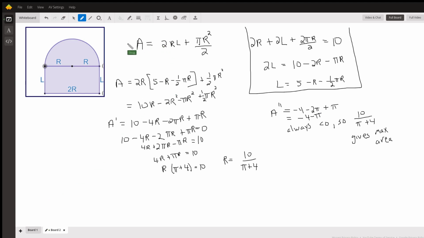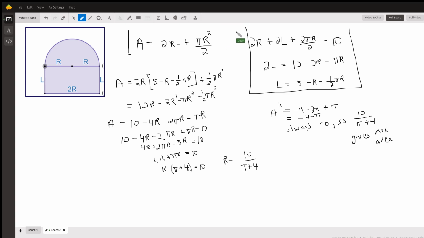So if we have a formula for the area, the area of the rectangle is length times width, or 2RL, and the area of the semicircle is pi times the radius squared, but we've got to divide by 2 because we have a semicircle. So there's a formula for the area, but we'd like to get it down to one variable.